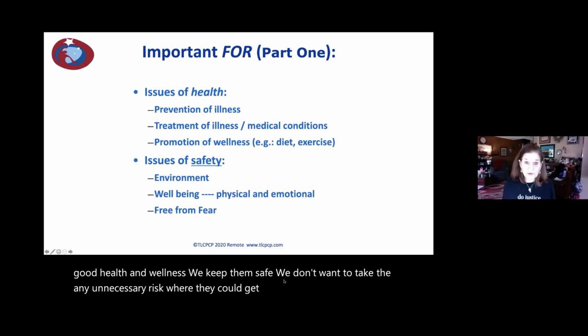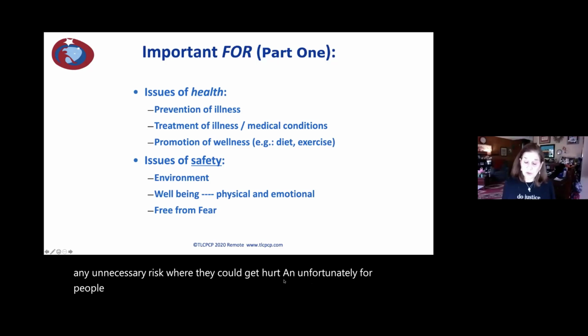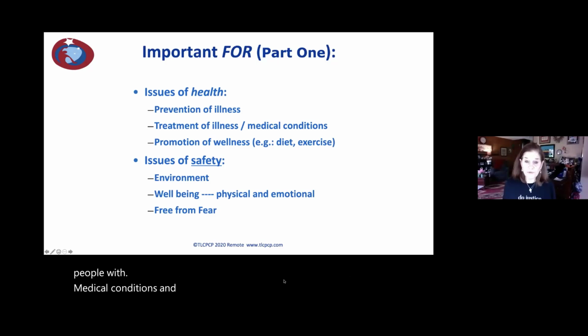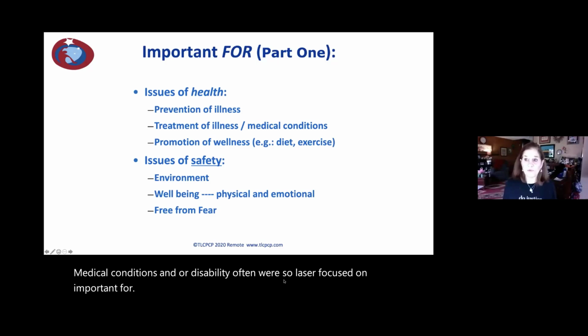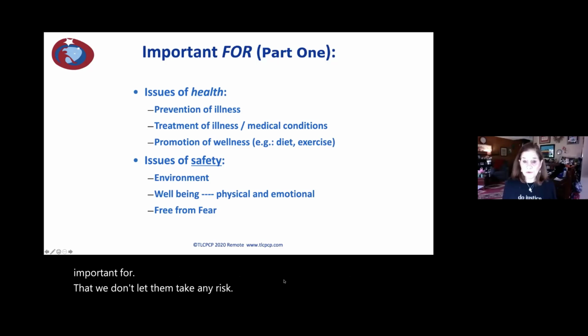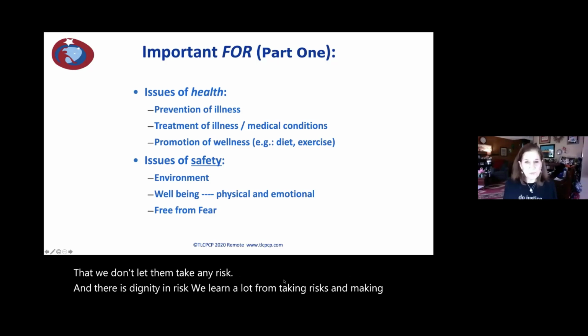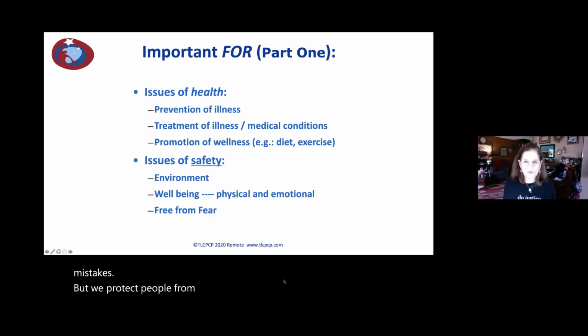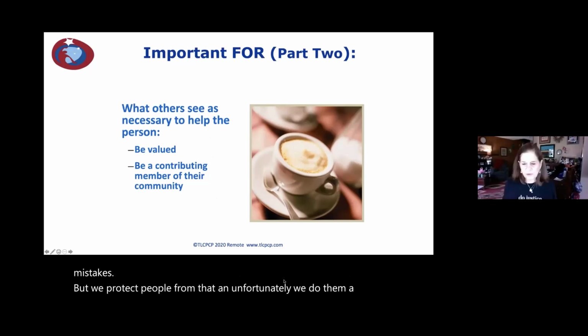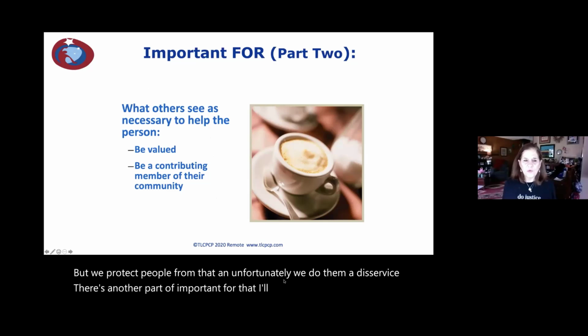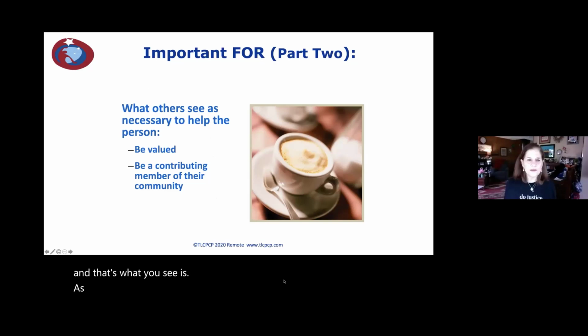And unfortunately, for people with medical conditions and or disability, often we're so laser focused on important for that we don't let them take any risk. And there is dignity in risk. We learn a lot from taking risks and making mistakes, but we protect people from that, and unfortunately, we do them a disservice. There's another part of important for that I'll share with you, and that's what you see as needed to help your loved one be seen as a valued, important person in their community, somebody who contributes.